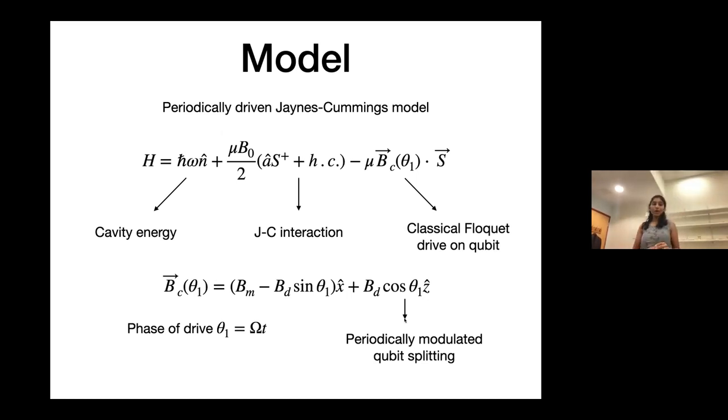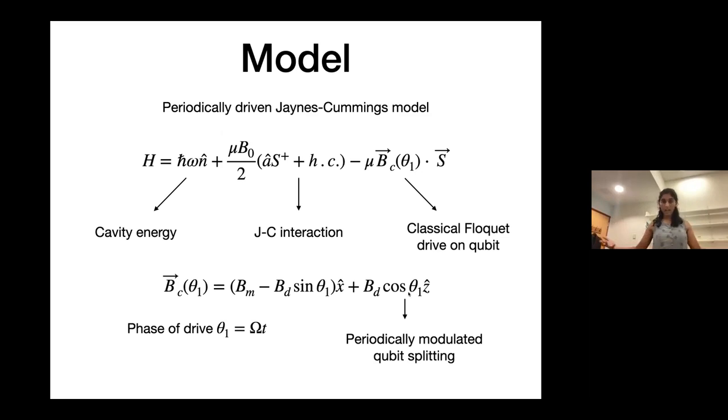Maybe one thing to note is that as compared to the Jaynes-Cummings model, one thing that's slightly strange about this model is that there is no mean Z splitting of the qubit. Instead, it's periodically modulated about zero as a function of time. So that's slightly unusual, but this is still what we're calling the periodically driven Jaynes-Cummings model.